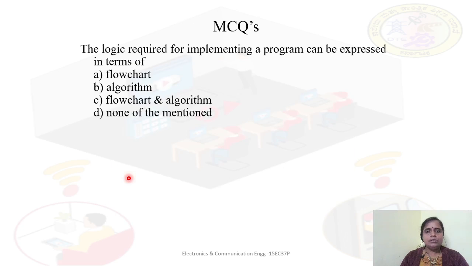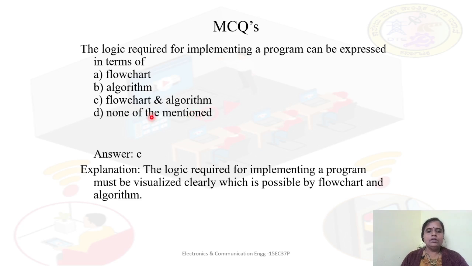Now we'll just go through some of the MCQs. The question: the logic required for implementing a program can be expressed in terms of flowchart, algorithm, flowchart and algorithm, or none. So what could be the answer? We are going to implement the logic required to write a program. Yes, the answer is: we have to use both the flowchart and algorithm. Both are the right thing.